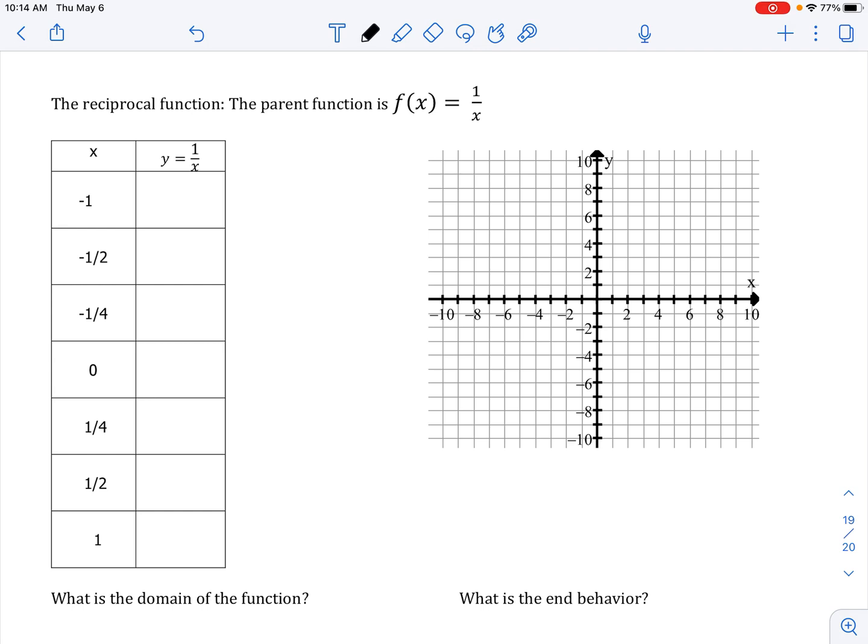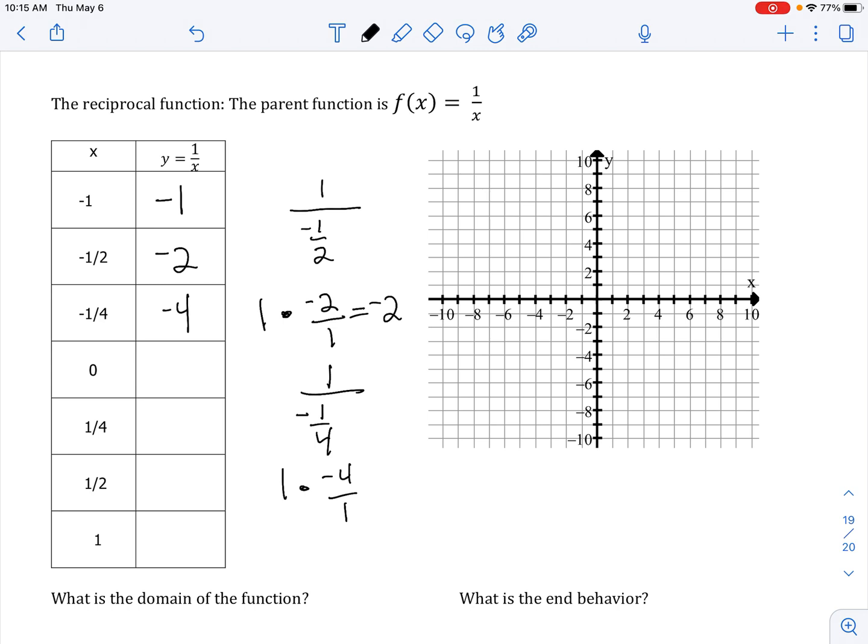So if I plug in -1 for x, I'm going to get -1. If I plug in -1/2, so that's essentially 1 divided by -1/2. Your calculator can help you, but if you just use your mental math, this is 1, so dividing by a fraction means multiplying by the reciprocal. That turns out to be -2. If I do 1 divided by -1/4, that turns out to be 1 times -4 over 1, which is -4.